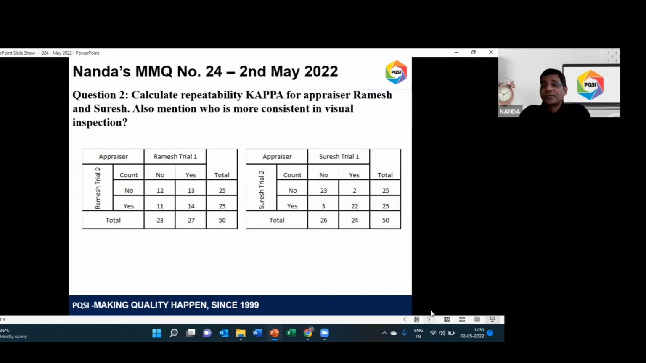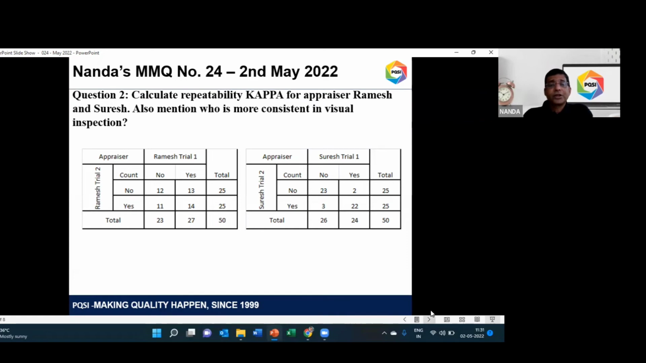And based on the answers that you get, you need to also tell us who is more consistent in this visual inspection process. Who is more consistent among the 2, who is better, right? So in this Google form, you need to actually mention the kappa value of Ramesh, the kappa value of Suresh, and also declare who, in your opinion, is more consistent based on the kappa values, right? So that's question number 2. Some more math to do and then some interpretation.